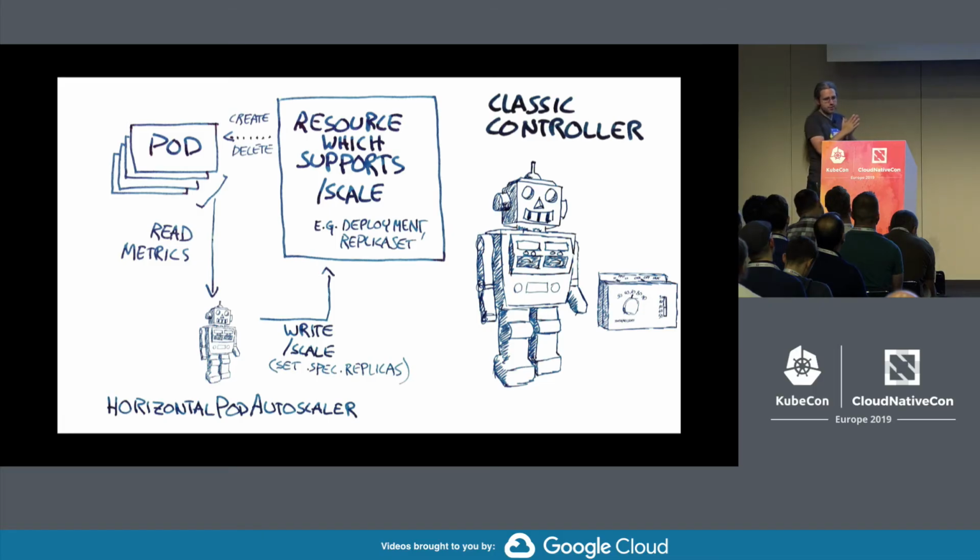Okay, and a similar one is the horizontal pod autoscaler, which reads metrics about pods and uses that to decide, do I need more of these things or less of these things? Are they loaded or not? And it can work on resources that support the scale sub-resource. So again, it's a generic, if you use the thing, this HPA can scale your collection.